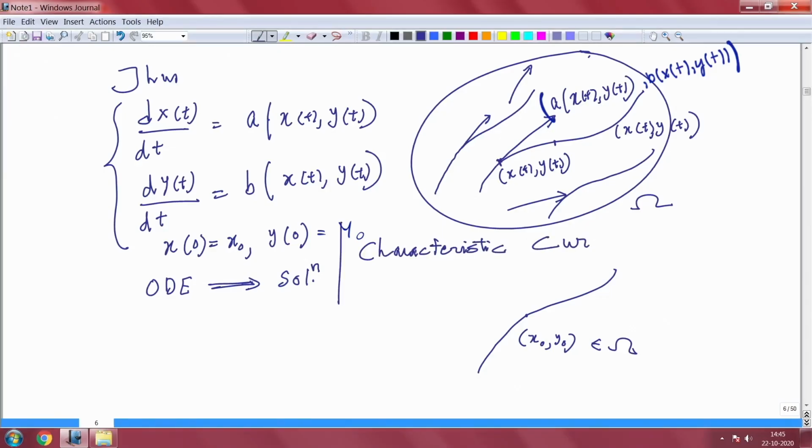Characteristic curves. Okay. And what happened to u? So, again define it along the curve. Once you have obtained a curve (x(t), y(t)) in omega, you restrict u to the curve. So, u(t) is equal to u(x(t), y(t)). So, I am restricting my solution to that curve. So, you will get a one variable function with respect to the parameter t, and now compute du by dt.